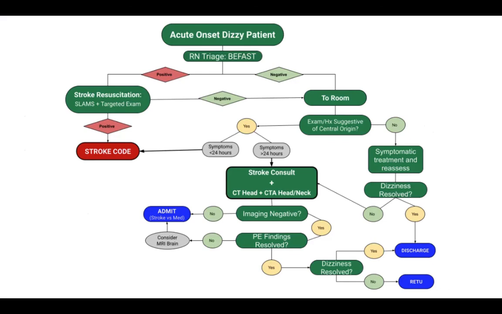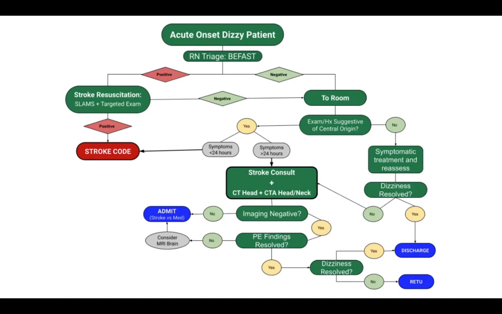So let's run through the acute onset dizziness clinical pathway. The patient presents to the emergency department complaining of acute onset and persistent dizziness. In triage, the nurse will do the BE-FAST and will ask about the timing. If it's been less than 24 hours and the BE-FAST is positive, then a stroke code will be called. If the BE-FAST is negative, then the patient will be roomed and the physical exam and history will be taken as usual.